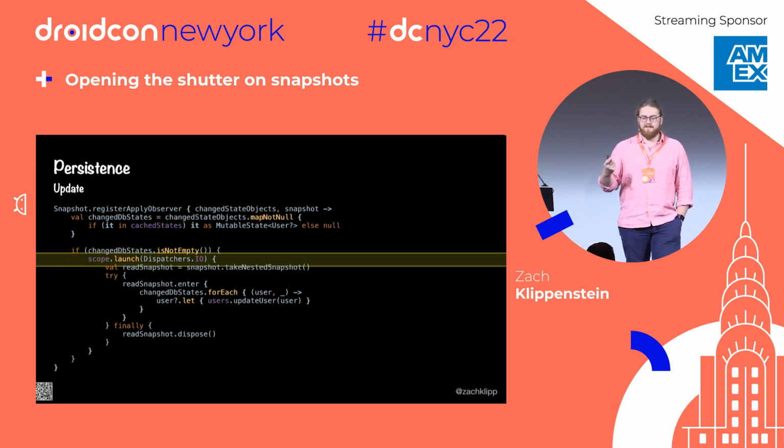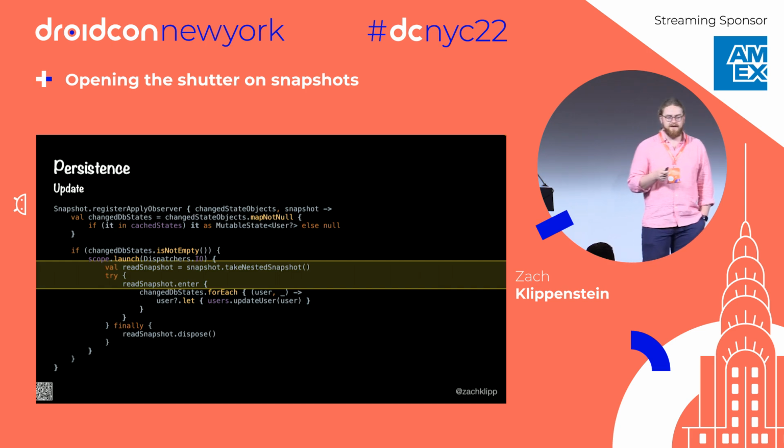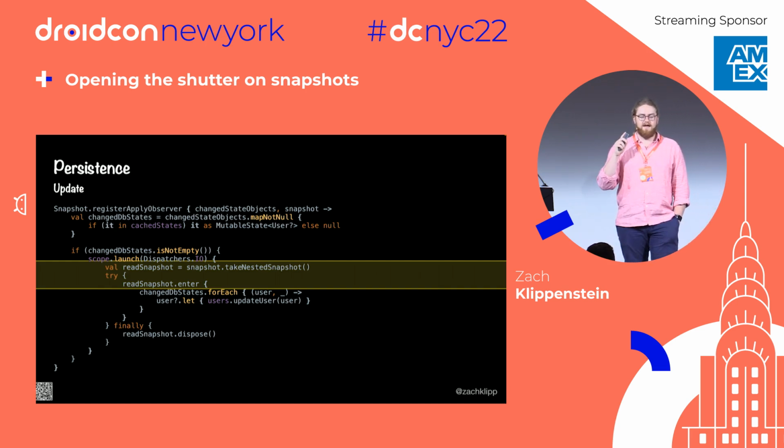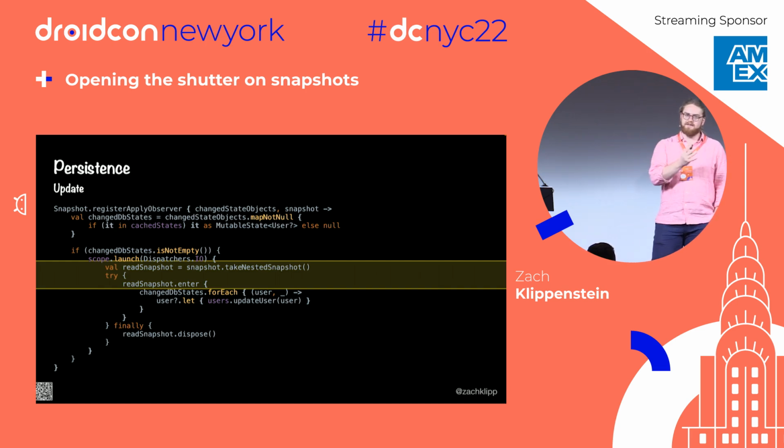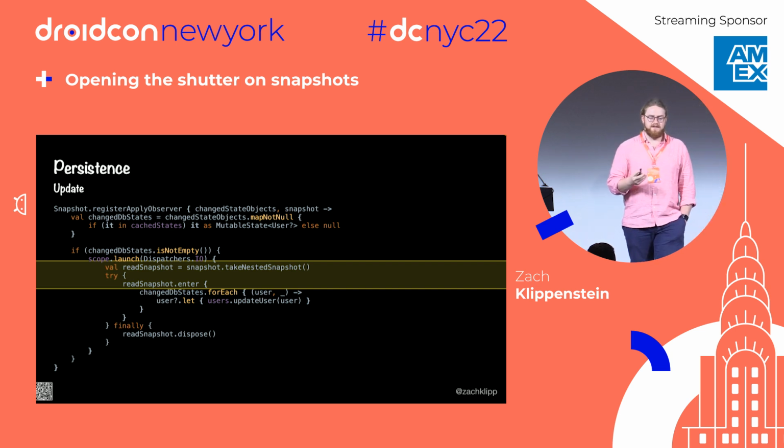Then we're going to launch a coroutine on the I/O dispatcher because we're about to do some blocking I/O. We're going to take a child snapshot of the snapshot that was applied. The reason we take a nested snapshot of that particular snapshot is so that if anything changed between the time when this callback was invoked and this coroutine got dispatched, we ignore those changes and only look at the actual changes that we know were applied, because those are the ones we calculated this change set from. So we need this consistency.